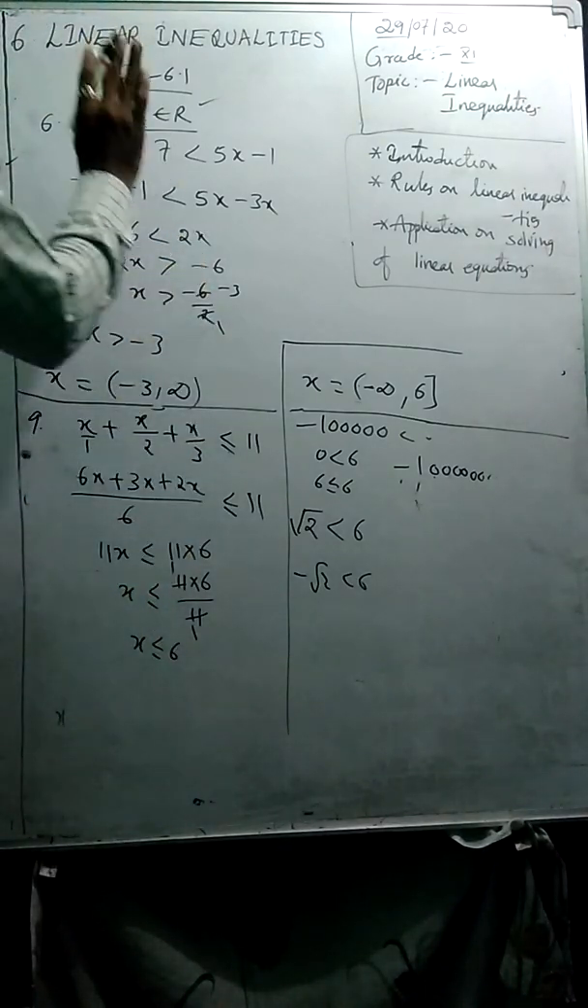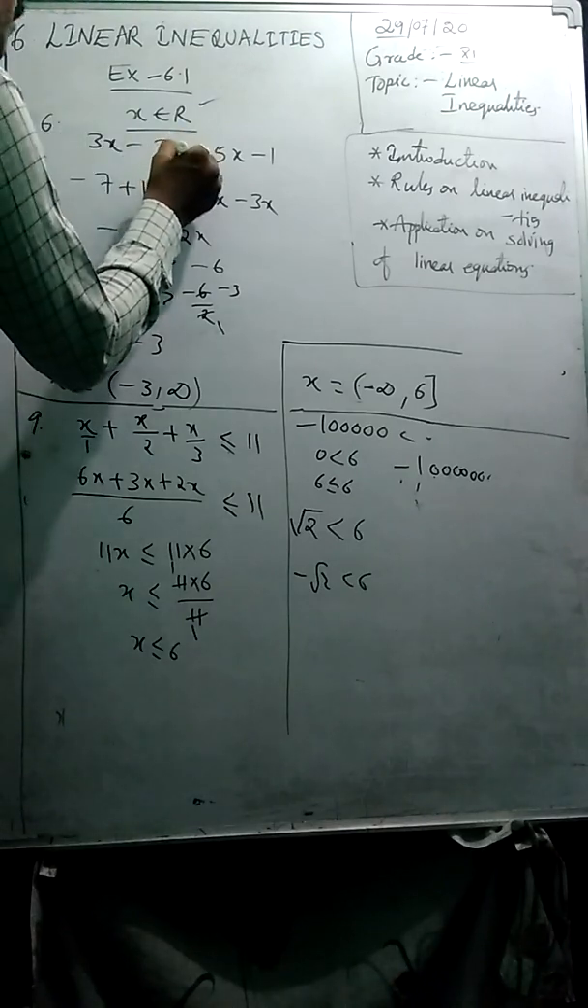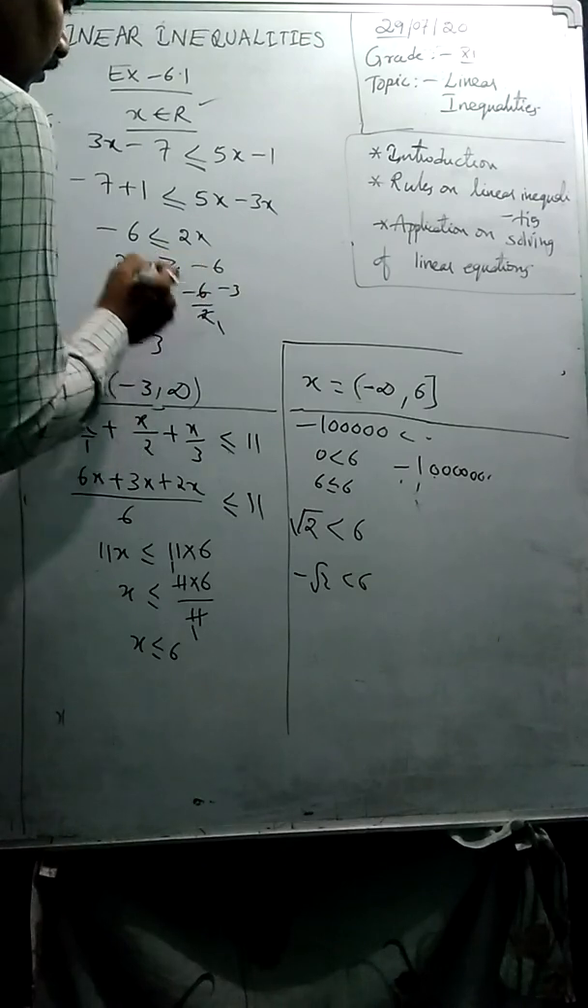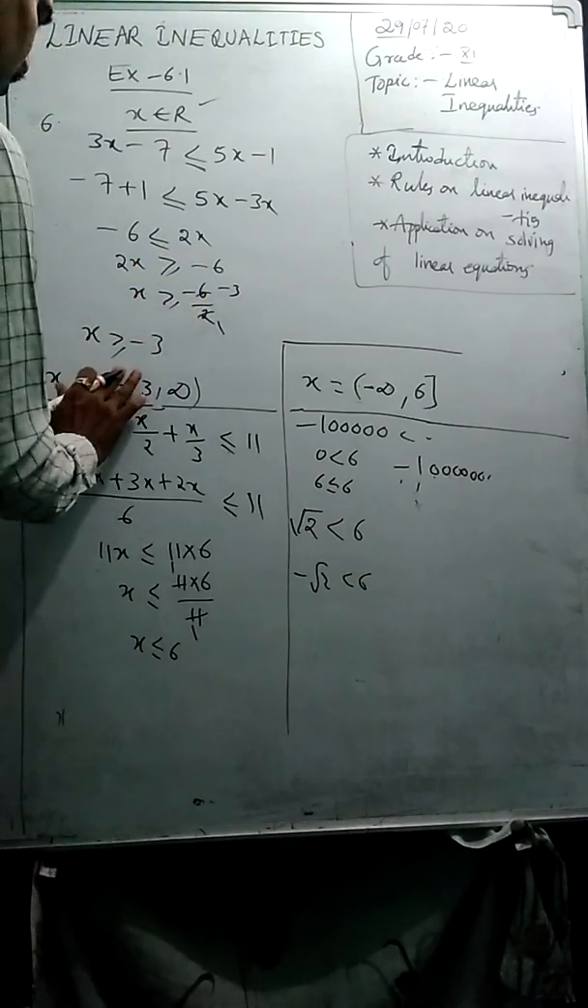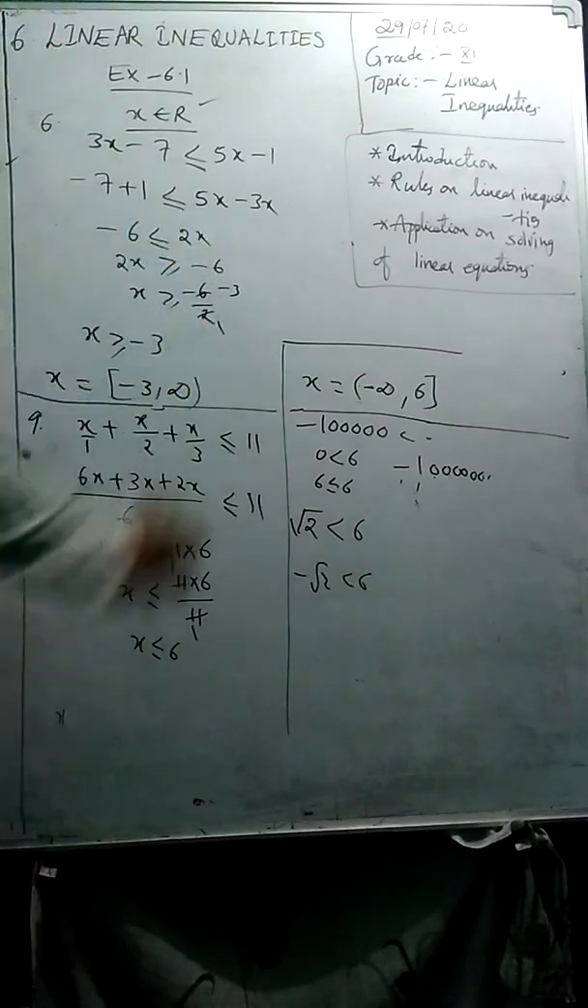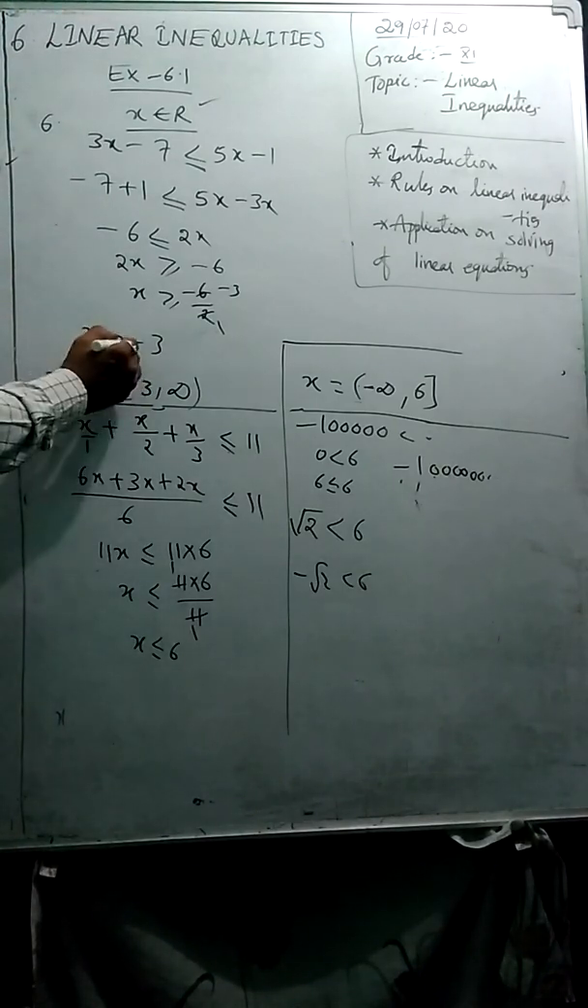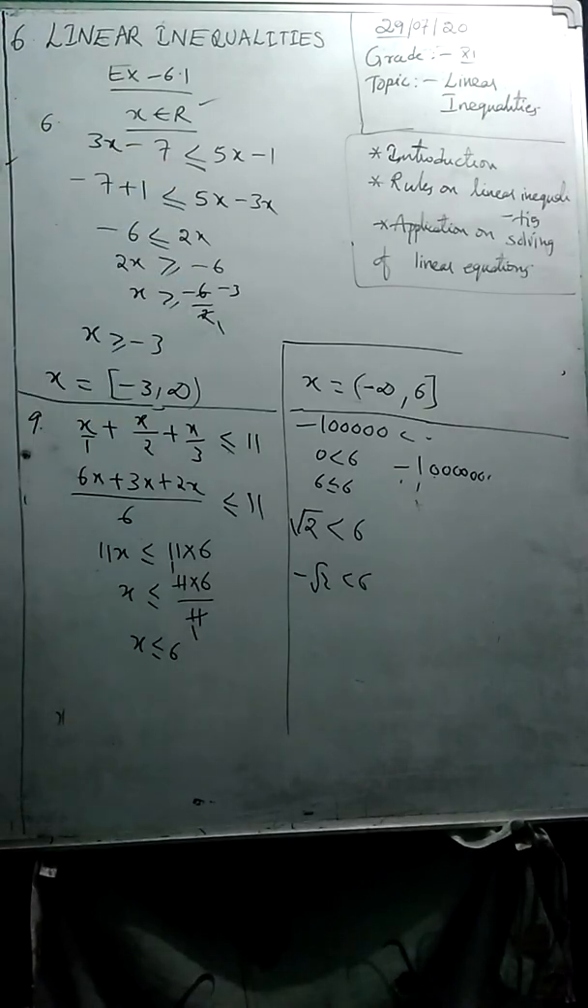Same problem, for suppose the same sixth problem, if they give it in this manner, we should take a closed interval. Am I clear? Because it is included. When we have less than or equal, it is included. When we have only less than, open interval. This is the way to solve linear inequalities in one variable.